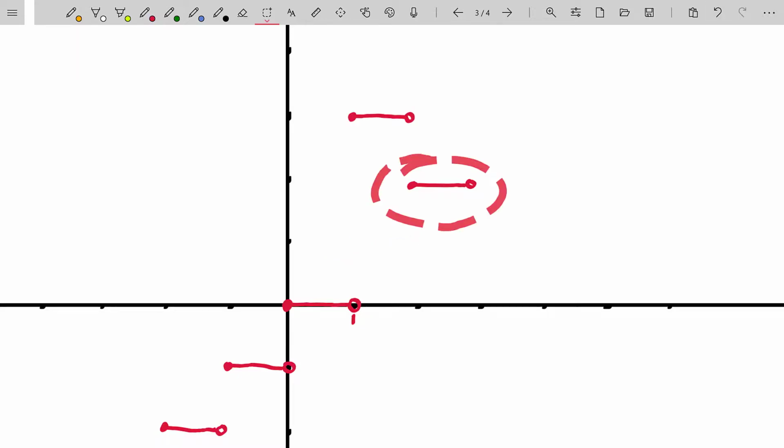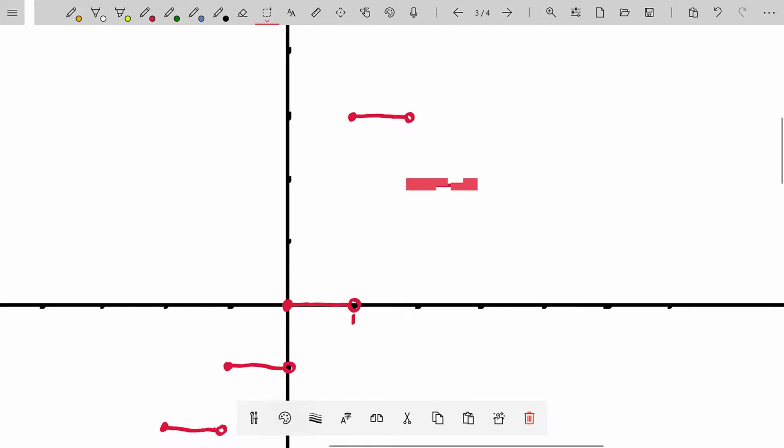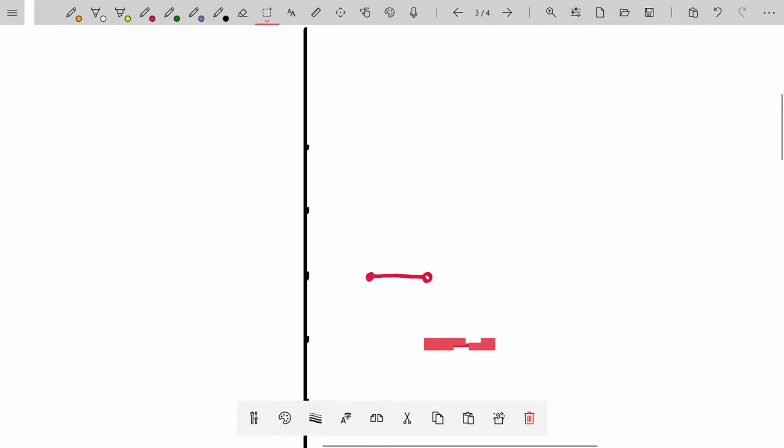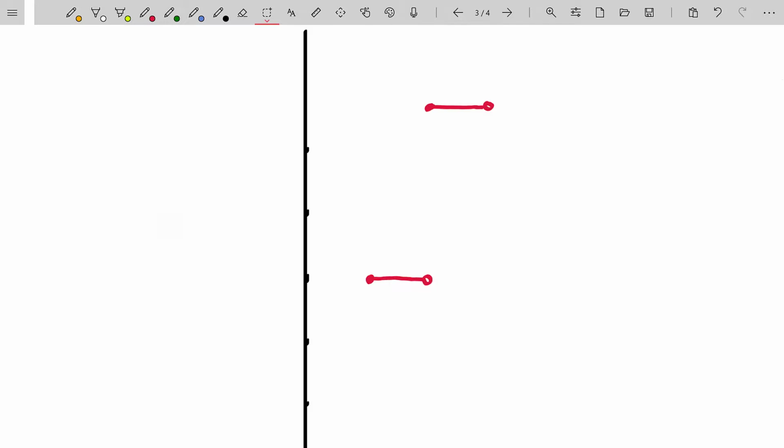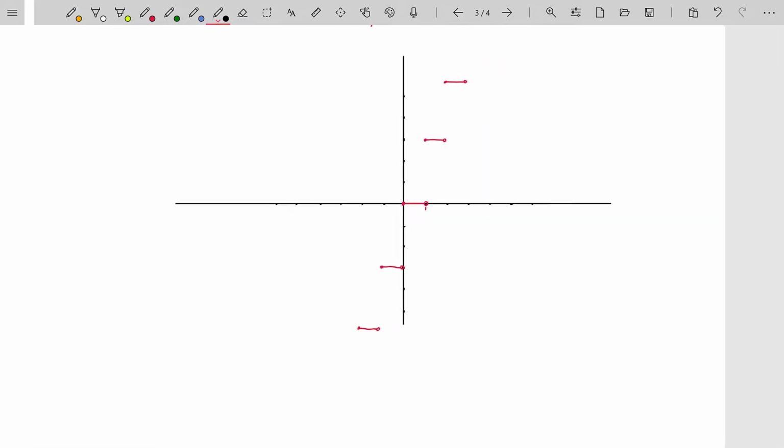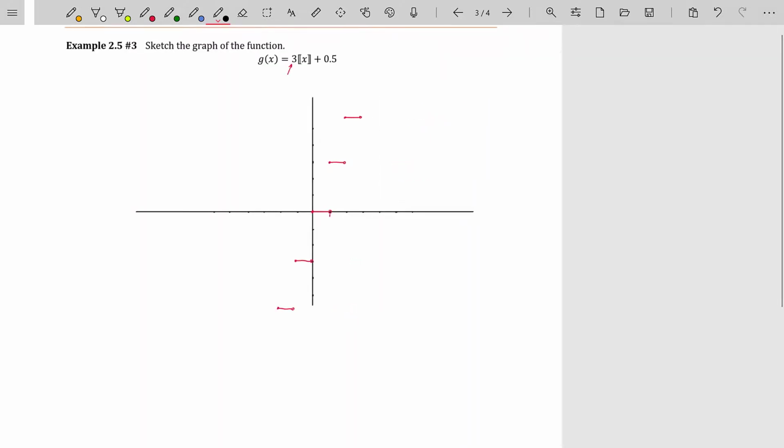And this guy right here, which was at a y value of 2, will be moved to a y value of 6, which I don't actually have graphed, but it's something like that. So now what you're looking at is 3 times the step function. Now we're going to take that function and lift it up just a half a unit. And it looks, well, sort of like that.